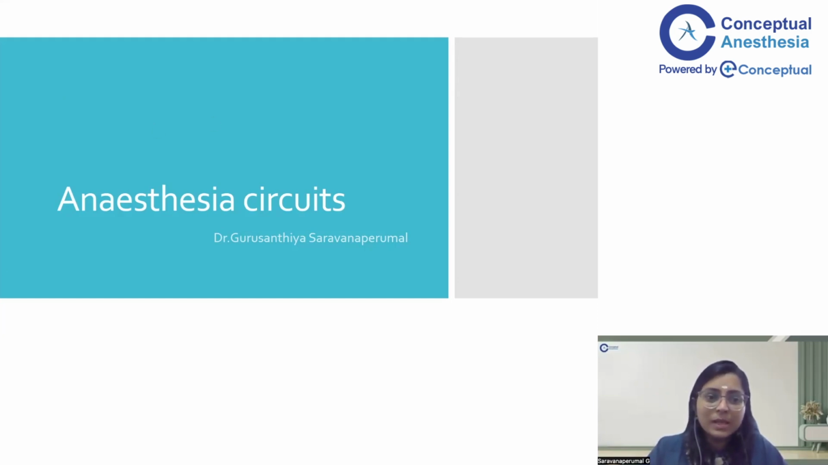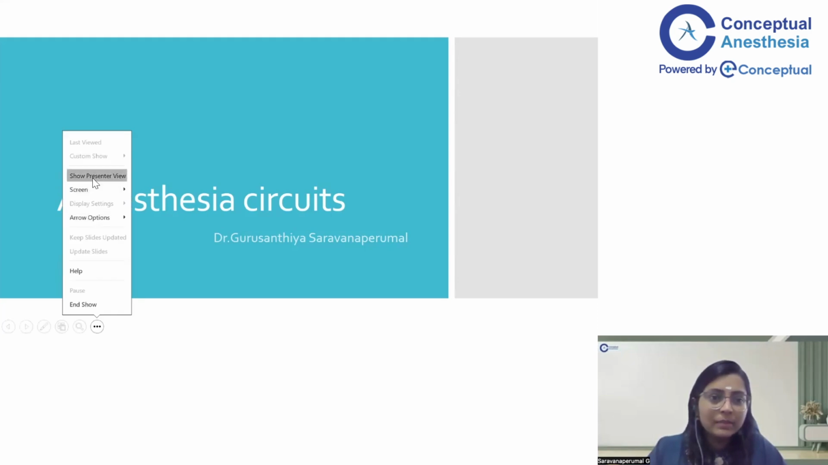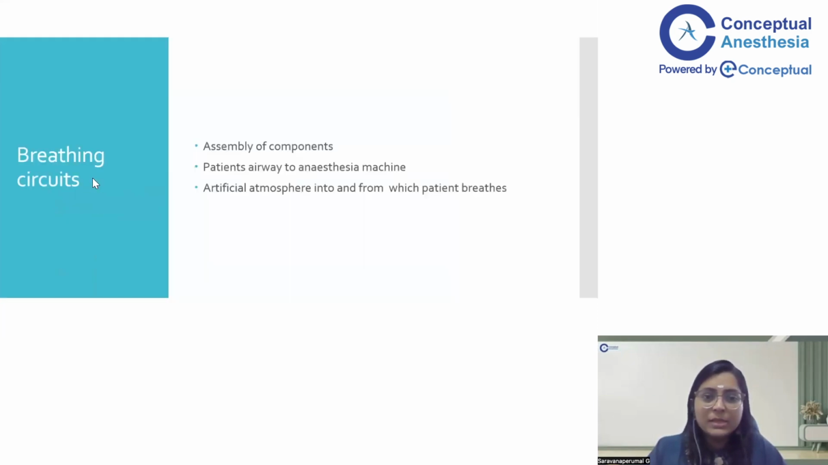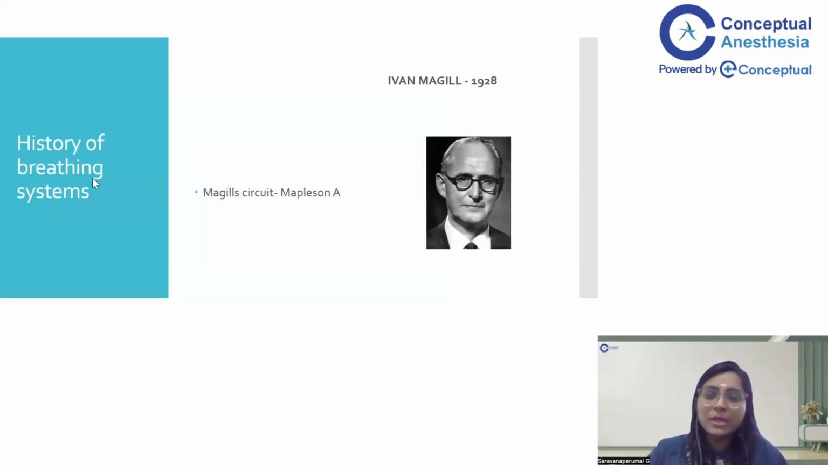So basically, what is the anesthesia circuit? It is an assembly of components which connects the patient's airway to the anesthesia machine, and it is the artificial atmosphere from and into which the patient will breathe throughout the anesthesia which you are administering. For these breathing circuits, you have to know the history of how they evolved before we jump into the actual breathing systems per se.